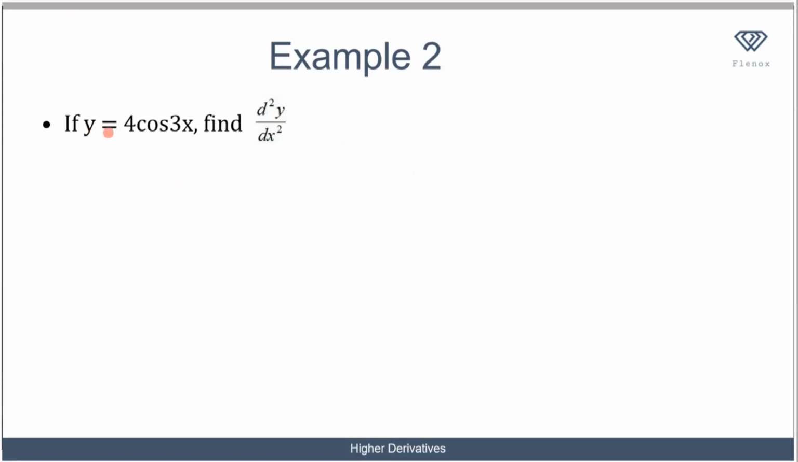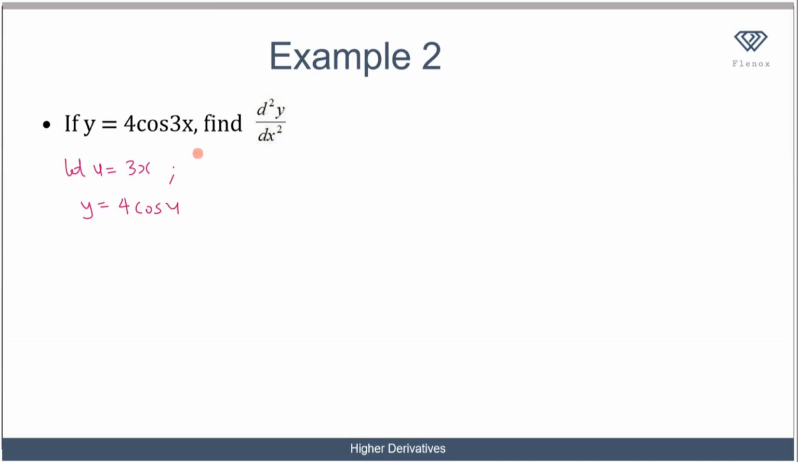So we are told that y is equals to 4 cos 3x. We are told to find d squared y over dx squared. So I'm going to solve it using the longer method, and as you can see, this is a classic chain rule example. And how do we do that? So we say let u be equals to 3x. So this becomes y is equals to 4 cos u.